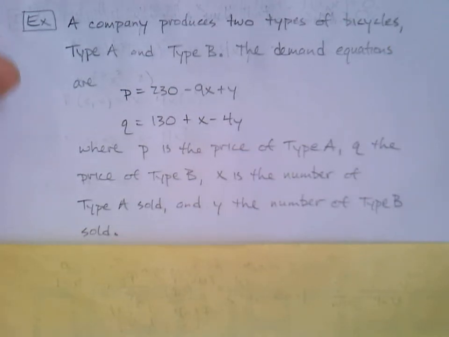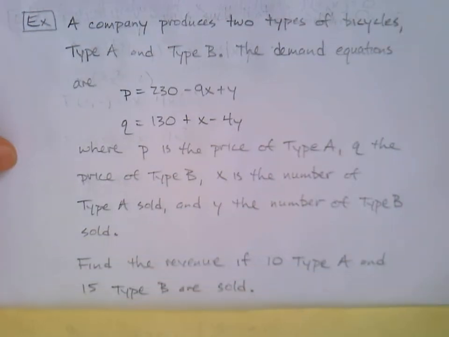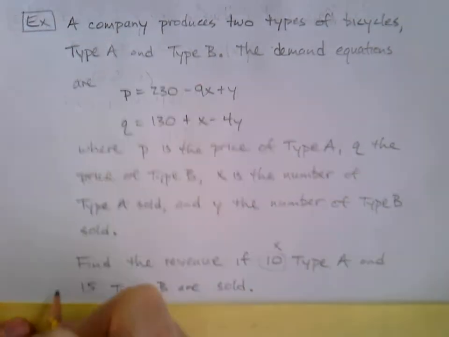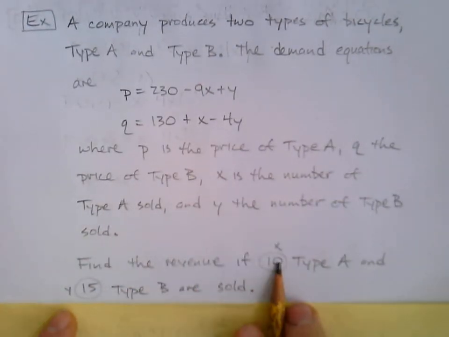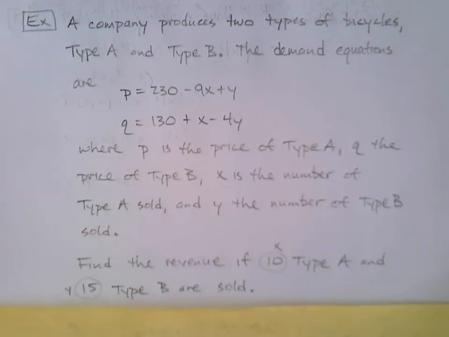Okay, so what are they going to ask us to do? Well, it's really kind of like what we just saw in the previous problem, just now we have a context. We're going to find the revenue if 10 type A and 15 type B are sold. So we know values of X, how many of type A are sold, and that is a Y. So we'll plug in 10 for X and 15 for Y. But wait a second, there's a little bit more to it. Find the revenue. And we were given the price demand equations.